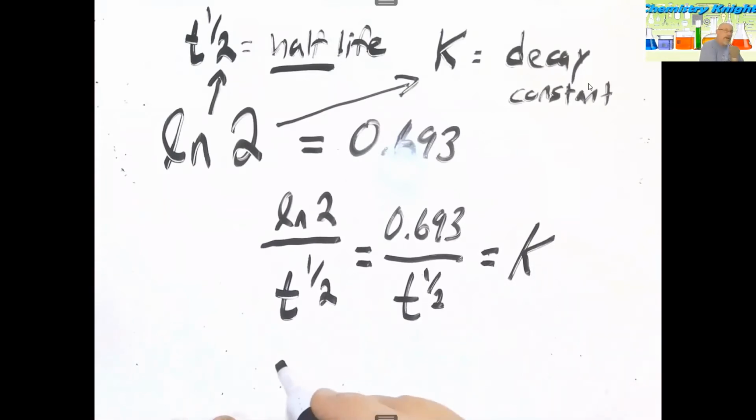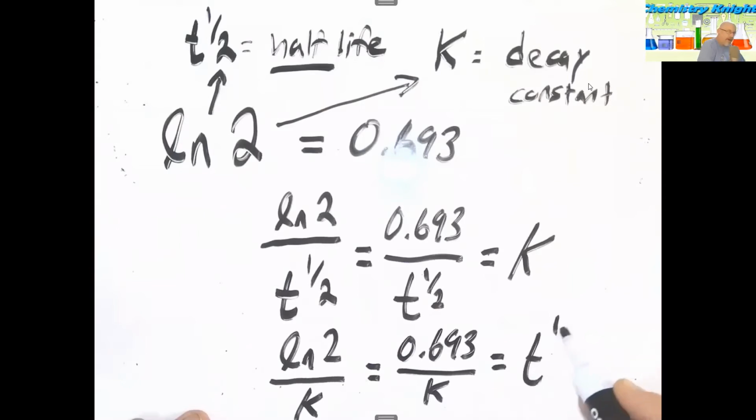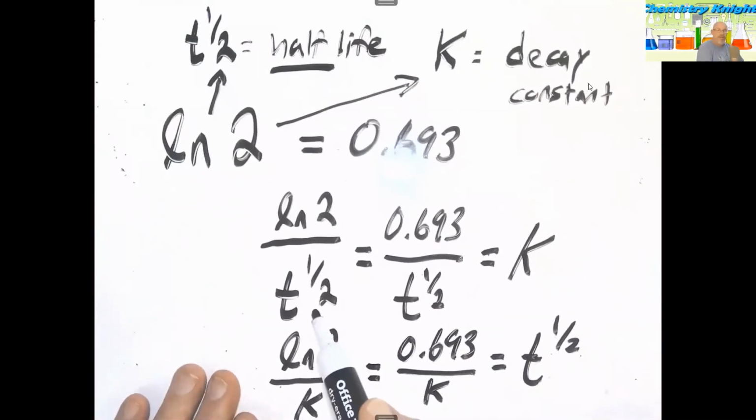Or let's say that I know the decay constant. I don't know the half-life, but I know the decay constant. Well, that's natural log of 2 divided by K, which is the same thing as 0.693 divided by K. And guess what? That equals the half-life. Bottom line is if you know the half-life, T1/2, you can figure out K. If you know K, you can use that to figure out the half-life. Now I'm going to give a practical demonstration of that.